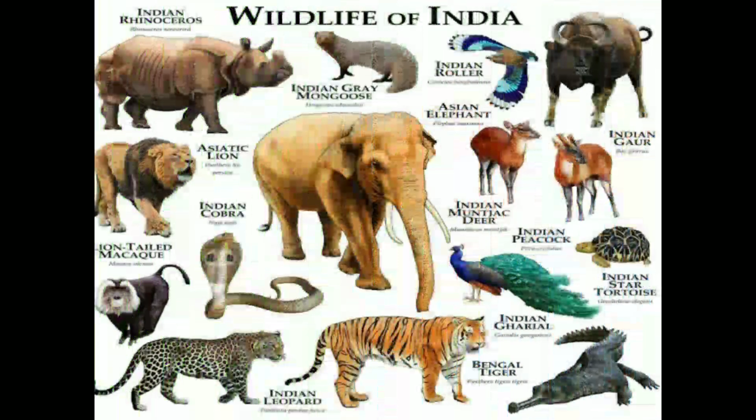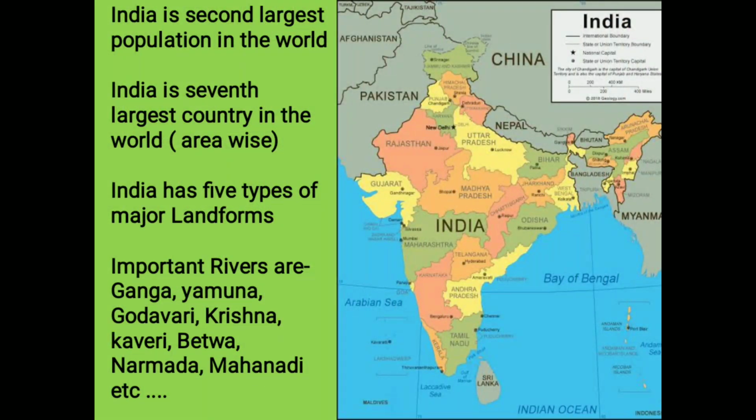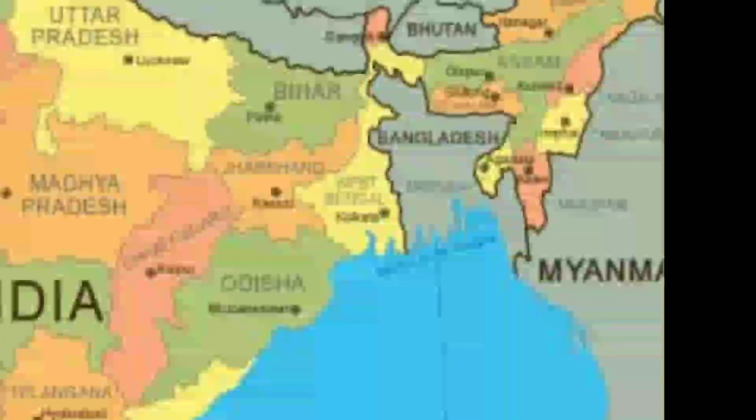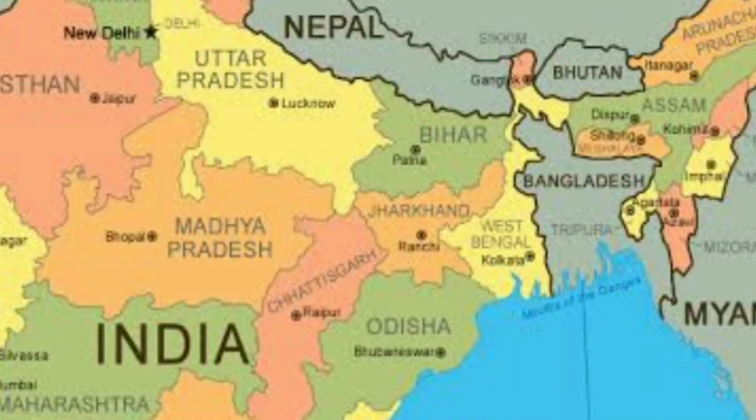Now coming to the eastern portion. This is our loving West Bengal, and this portion is the boundary of a different country known as Bangladesh. And this Mizoram area of our country is basically surrounded by Myanmar.